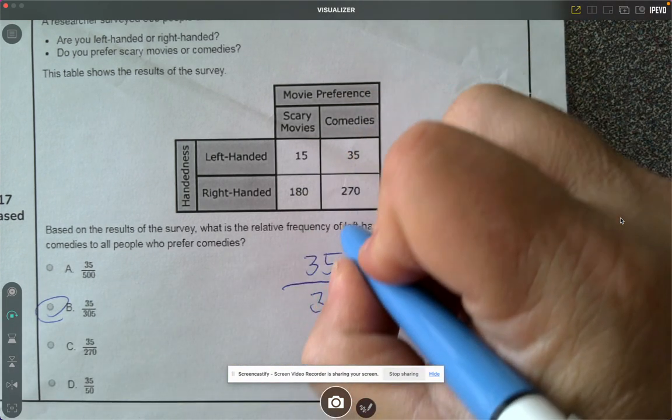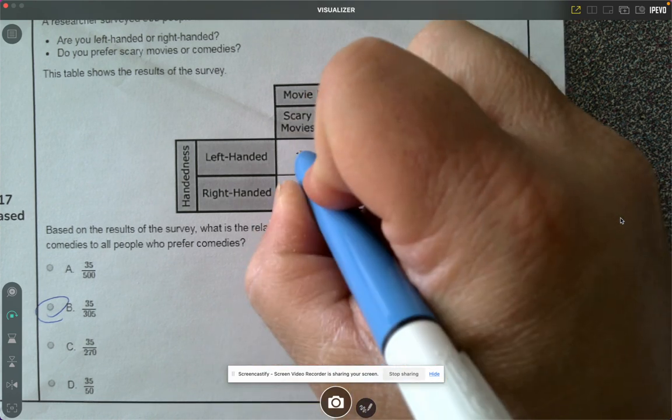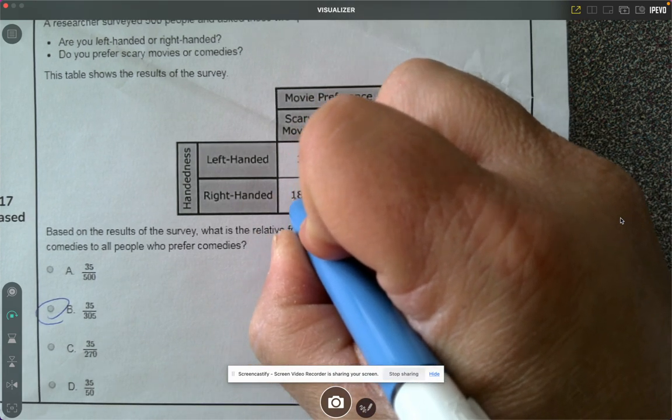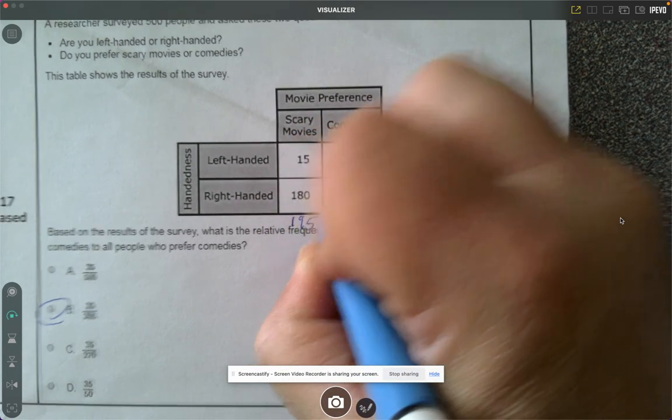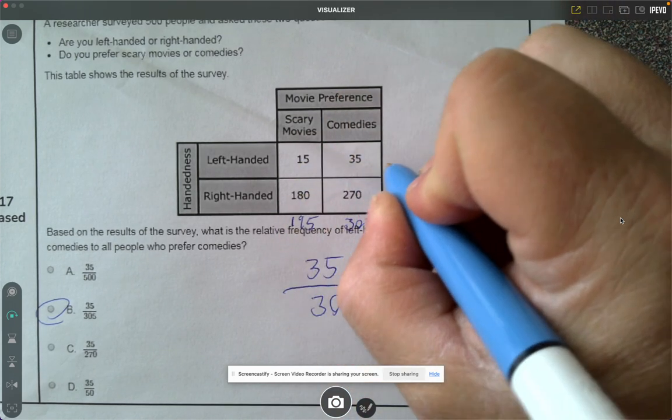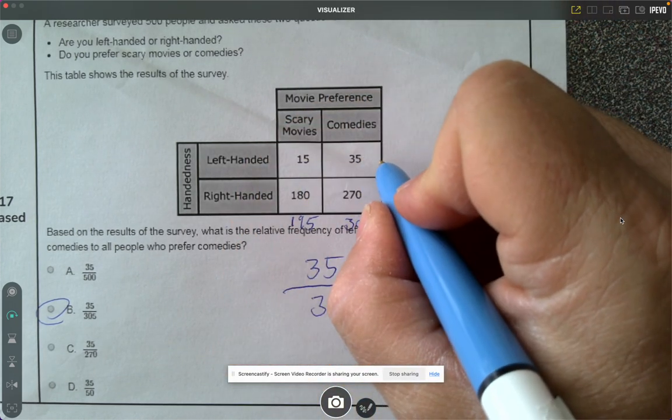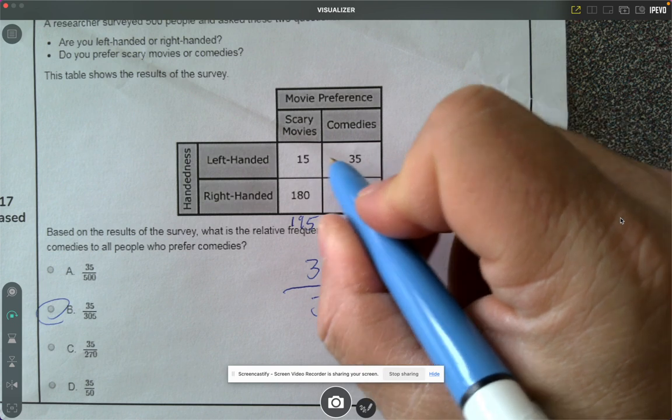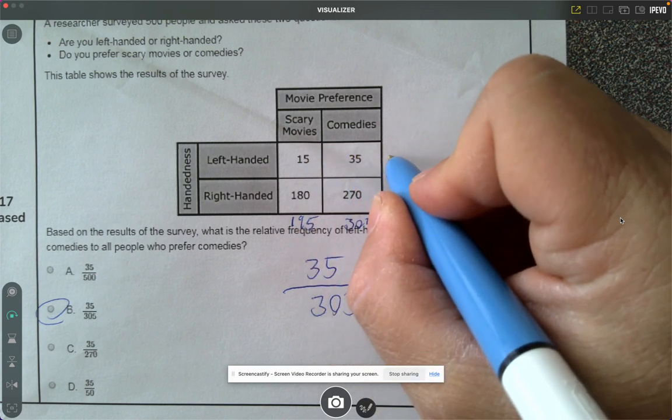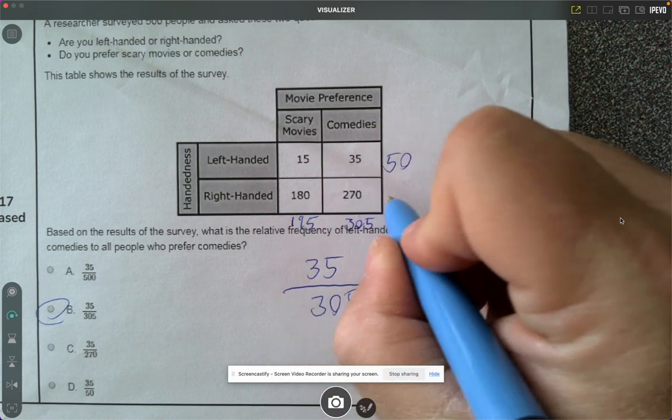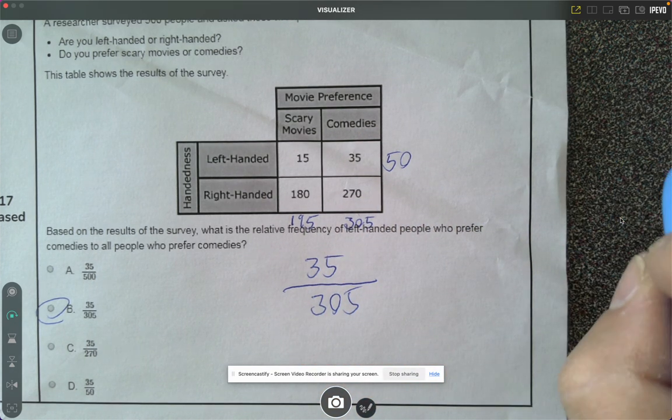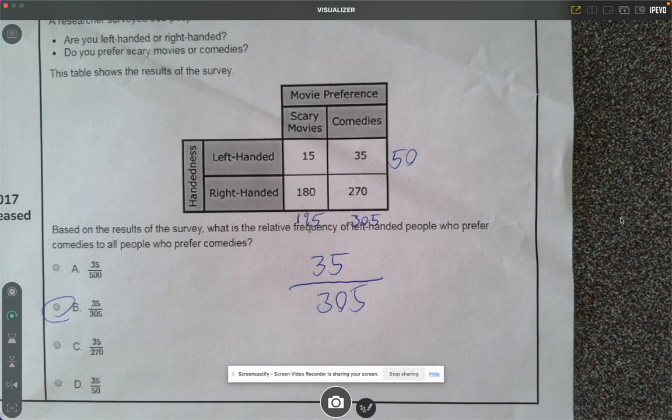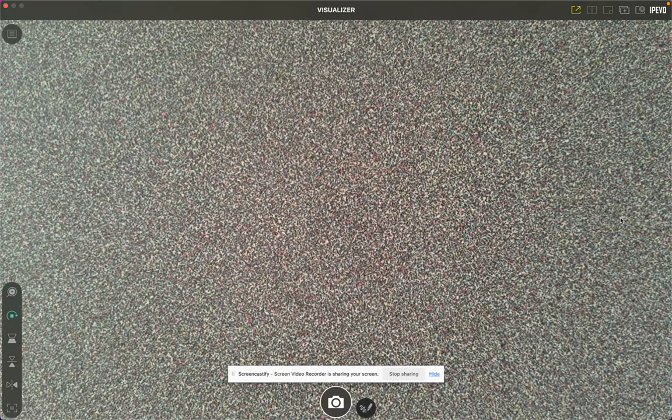And then because this is 305, this would be 195. This one goes across, so all the left-handed people would be 5, 40, 50. And then I would add those two to get all the right-handed people. So that's a little bit of a two-way table.